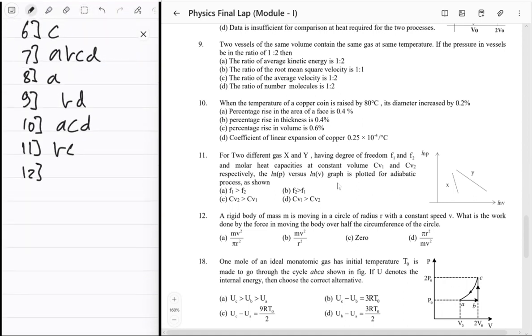12th. Right, gamma X is bigger than gamma Y. And then CVX is less than CVY. So CV1 is less than CV2, of course.